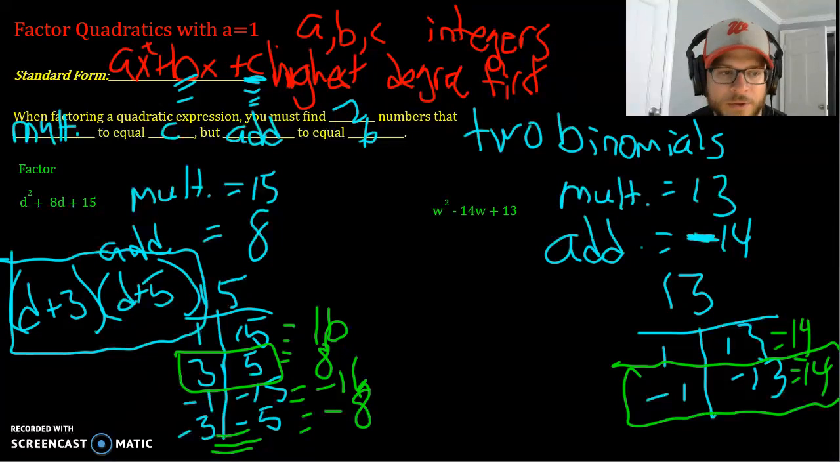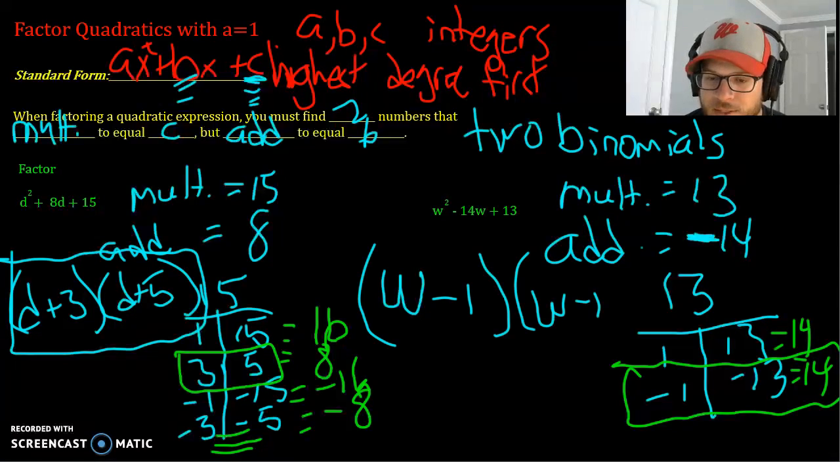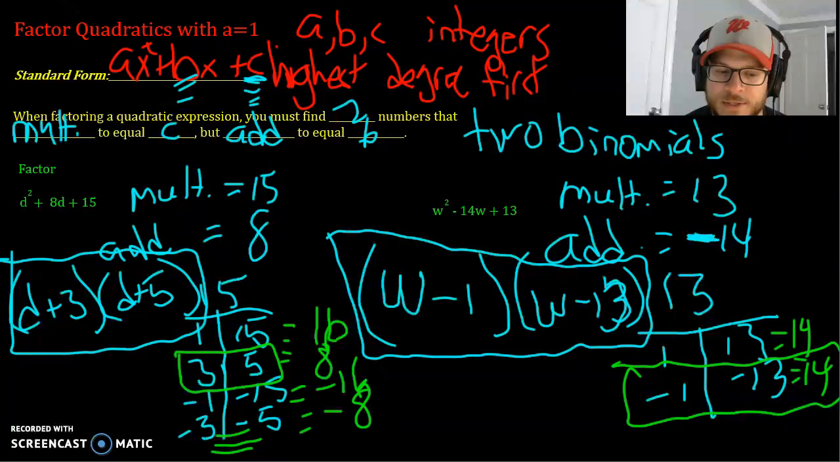So the way that you write your factors in binomial form, your variable is w, -1 is your first factor, -13 is your second. Now, since these two numbers are being multiplied, the order in which you write the factors does not matter. You could write w -13 first and then w -1. It is still going to be equal to the exact same thing because anything that you multiply together, anything that you add together, the order does not matter.